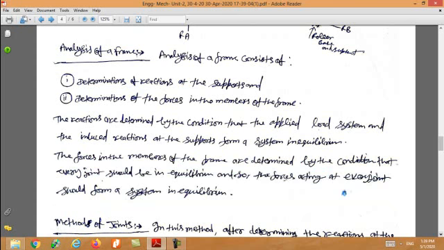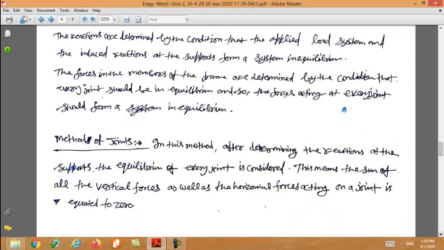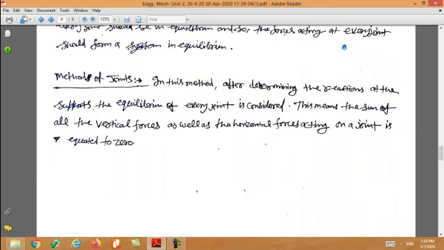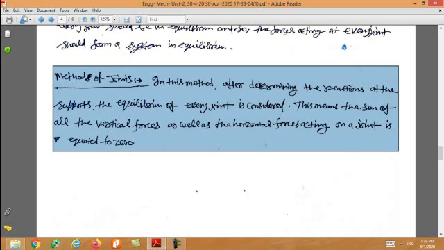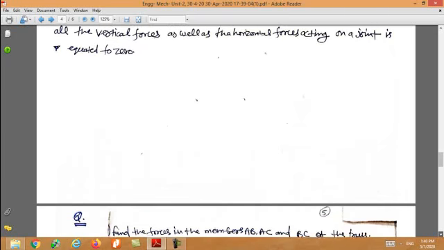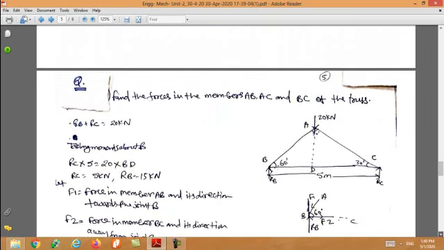Because it is a perfect frame, we will use the equations of equilibrium. So again, the method of joints. In this method, after determining the reactions at the supports, the equilibrium of every joint is considered. This means the sum of all the vertical forces as well as the horizontal forces acting on a joint is equal to 0. So it is the process for finding the force and its nature. We will see some simple problems of trusses.